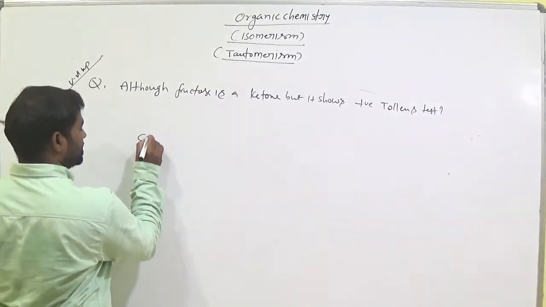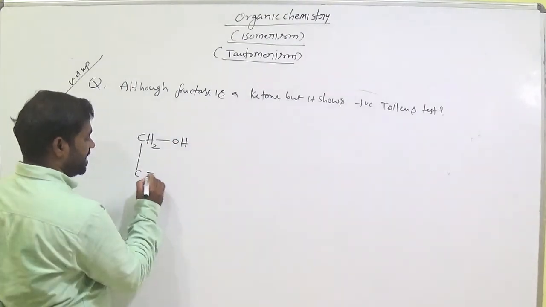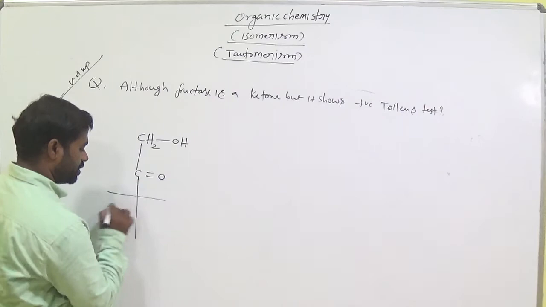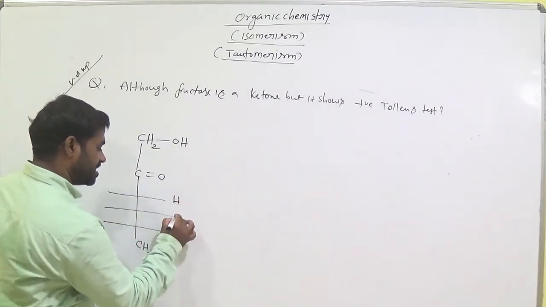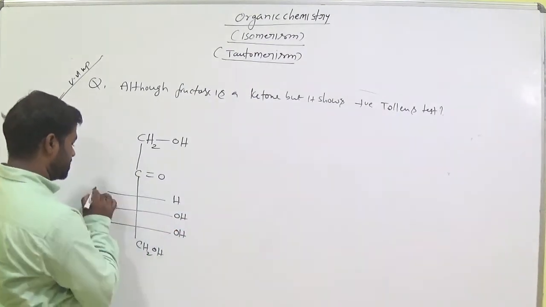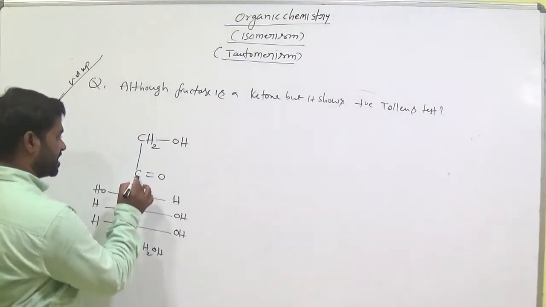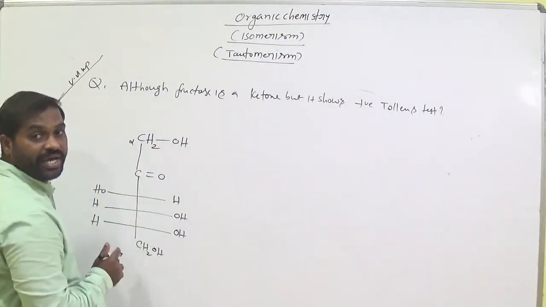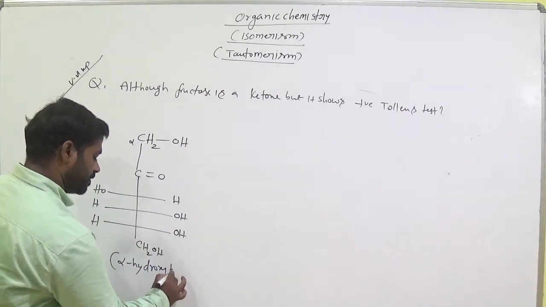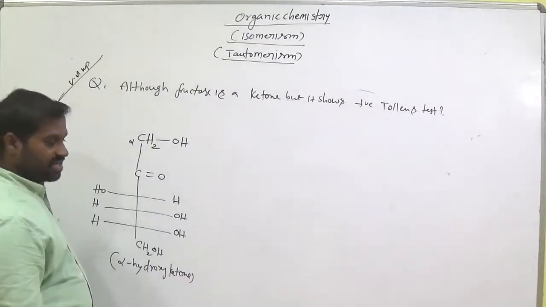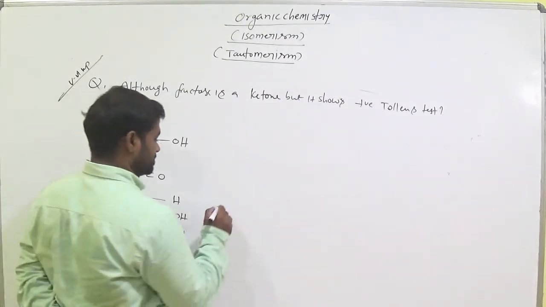Let's see the fructose structure. CH2OH, C double bond O, then HOH, OH and HOH. This is the structure of fructose. So this is the ketone, and this is the alpha carbon, which contains an OH group. So it is an alpha hydroxy ketone. An alpha hydroxy ketone gives a positive Tollens test even though it is a ketone. Okay, remember this.